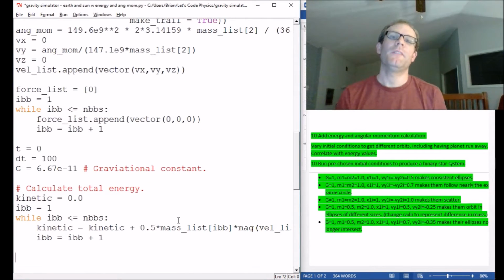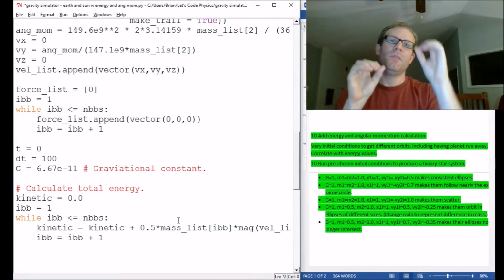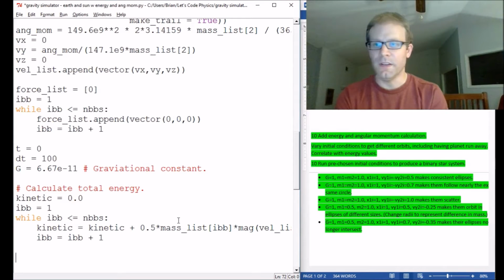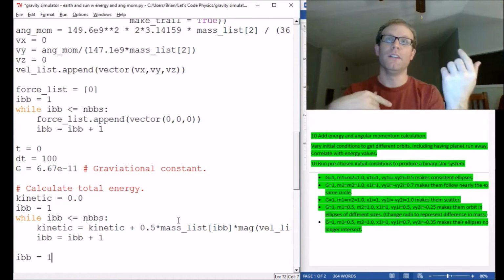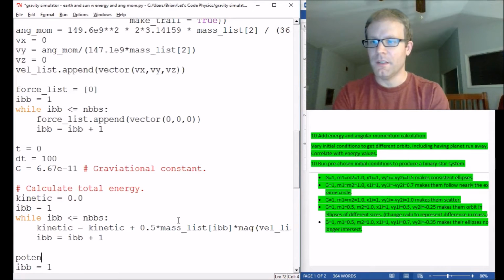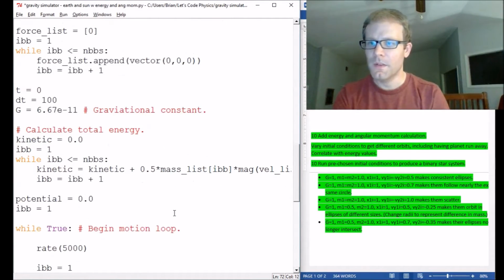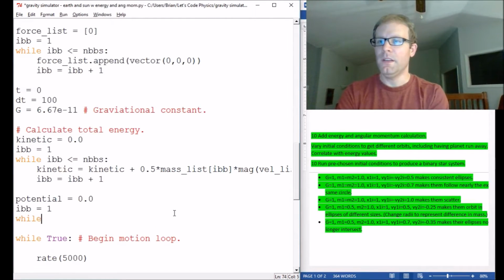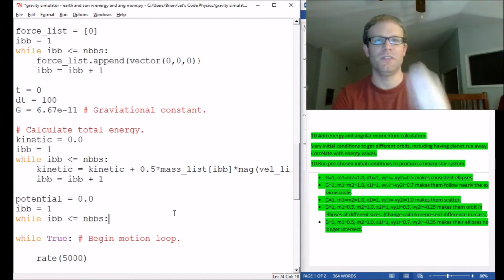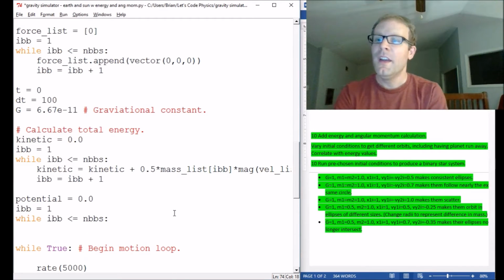Then I need to get the amount of potential energy. And the potential energy is between every pair of objects in the orbit that we're considering. So we need to have two counters. So this is going to be the IBB and IBB1 or IBB2 counter type thing again. Let's call this thing potential equals 0. So we've got IBB equal 1. We'll do the same type of thing here. I could have made this a single loop, but for the sake of having a kinetic energy calculation and a potential energy calculation, it's just as good to have it separate.